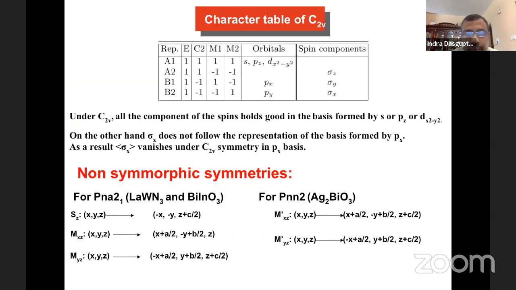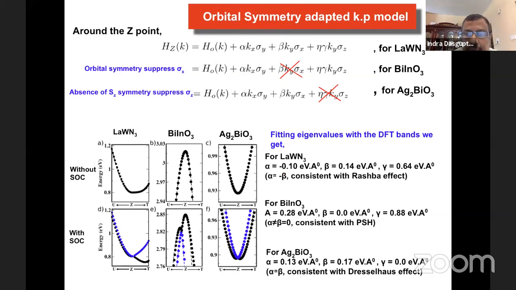I will not get into the details; you can work out the symmetry. This is the summary slide. For lanthanum tungsten nitride, the symmetry of the orbital, tungsten d x square minus y square, allows all the spin operators, so you can take the linear Hamiltonian in its full glory. On the contrary, for bismuth indium oxide, the orbital symmetry suppresses sigma x, and similarly, absence of Sz symmetry suppresses the sigma z operator in Ag2BiO3.